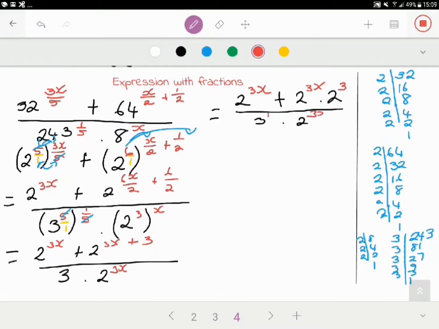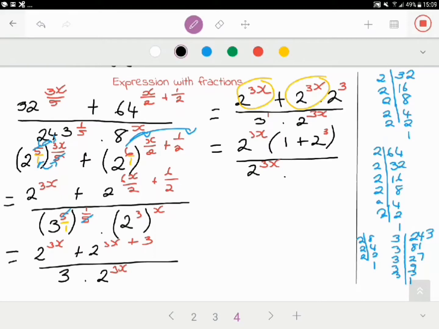Because there's a plus sign in the middle splitting the terms at the top, we need to take out the highest common factor, which would be 2 to the power of 3x. So if we take that out, what is left in brackets is 1 plus 2 to the power of 3. And then at the bottom we're just going to rewrite it so that the 2 to the power of 3x stands in front, because then that would be the highest common factor that needs to cancel out at the bottom. So it's 2 to the power of 3x times 3.